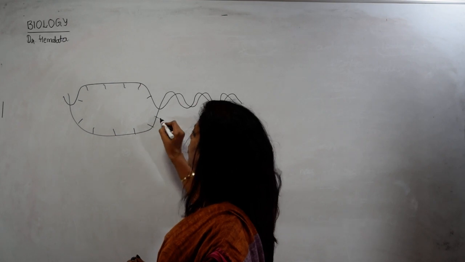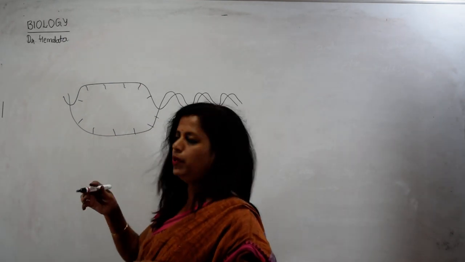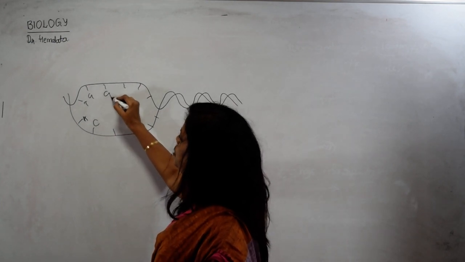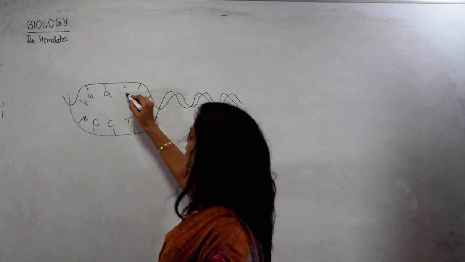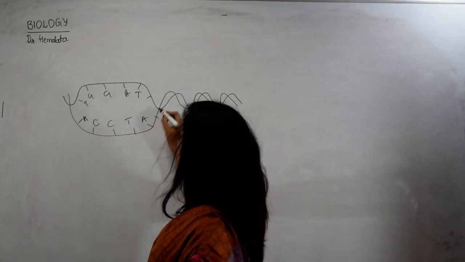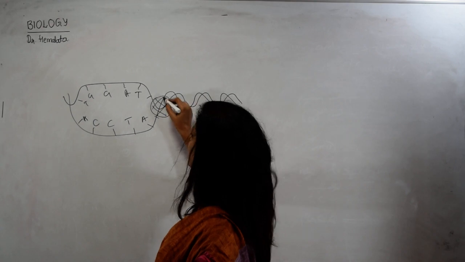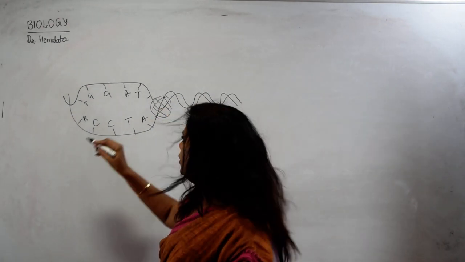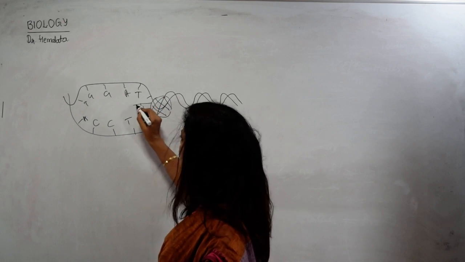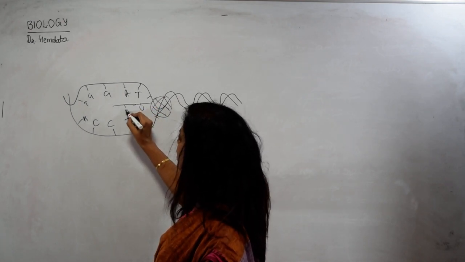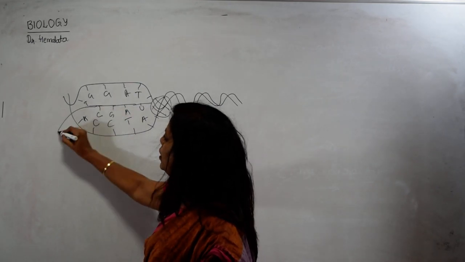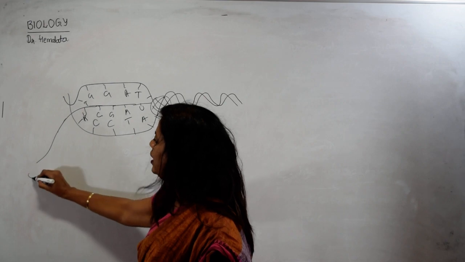How? It is not built once for all. Suppose it is A, it will be T here. It is C, it is G. It is G, it is C. It is T, it is A. It is T, it is A. Like this, it will be there. Then the RNA polymerase enzyme is here. This is going to form the mRNA from the DNA. For A, U will bind. For T, A. For C, G. For C, G. For A, U. Like this, mRNA is formed.